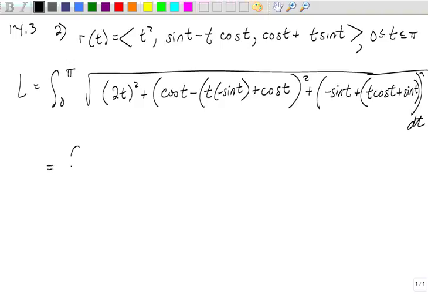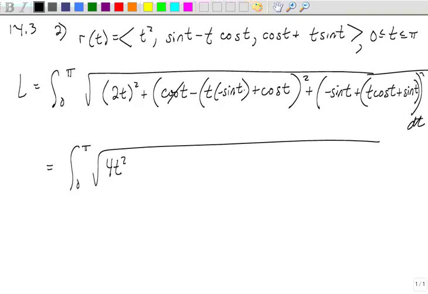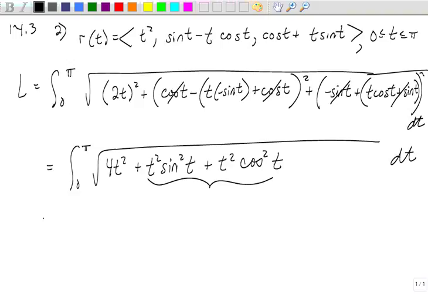Okay, then that's going to be the integral from 0 to pi of the square root of 4t squared, that's going to cancel, so I have plus t squared sine squared t. These cancel. Plus t squared cosine squared t. So that works out nice. The sine squared plus cosine squared is 1, so that's just t squared.